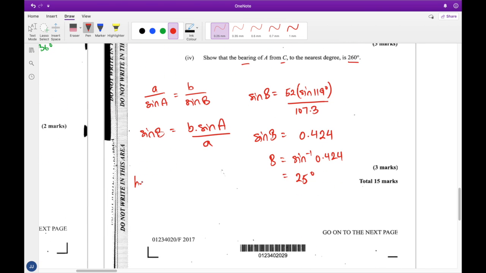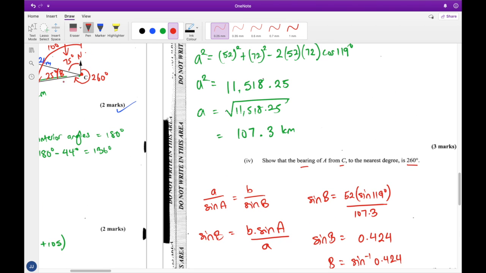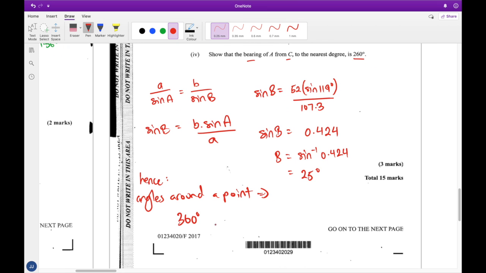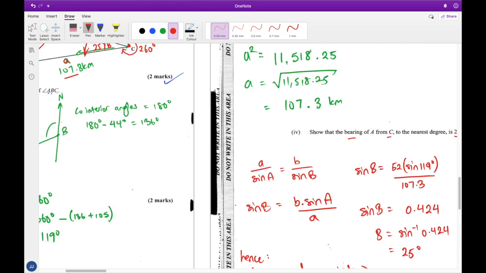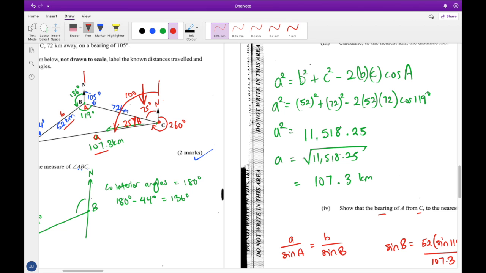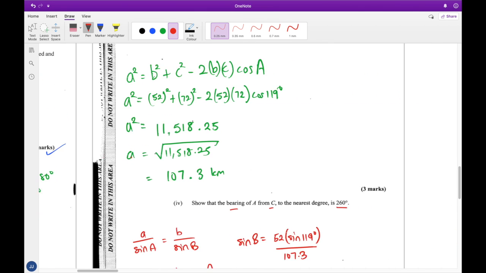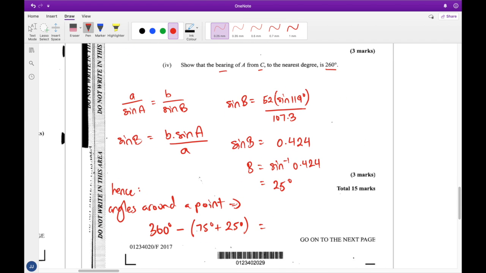So hence, angles around a point implies that I have 360 degrees, which is the total amount around that point, and I'm going to minus the 75 degrees and the 25 degrees that we found, one being the co-interior angle and the other being from the sine rule. So from this, I could actually see that the bearing is about 260 degrees, which is what they asked us to prove.